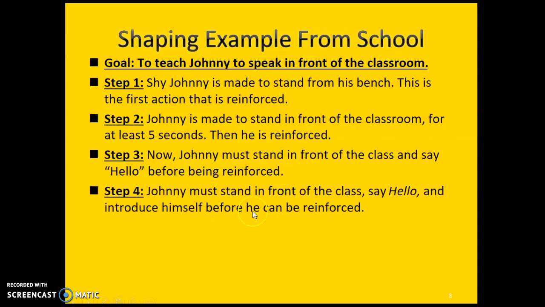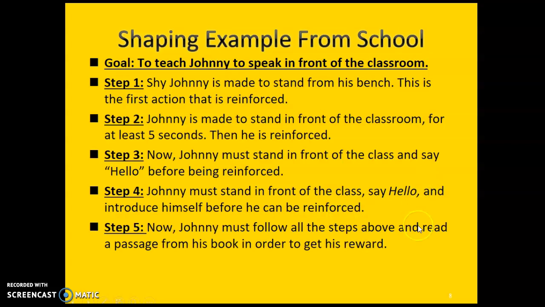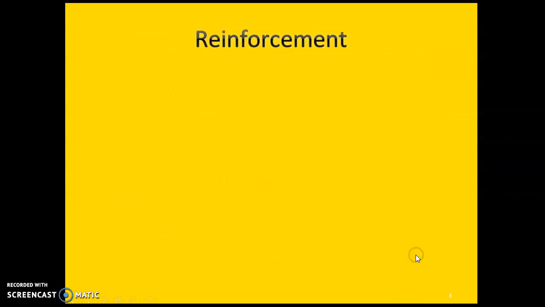Then Johnny must stand in front of the class, say hello, introduce himself. Again, gets a reward. Notice we're getting closer and closer to him making a presentation. Then step 5, he has to read his passage from the book to get his second to final reward. Then Johnny gives his speech. But notice, here's the end result. Step by step, closer and closer, then the final behavior itself.